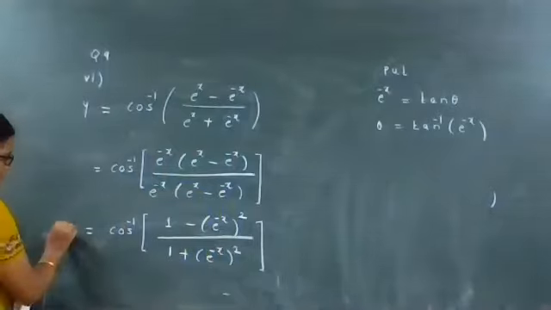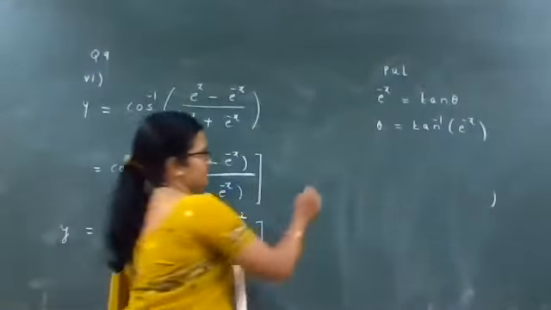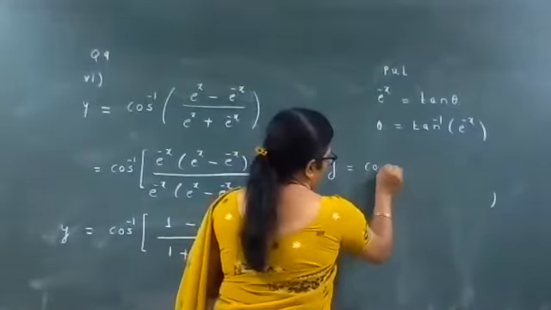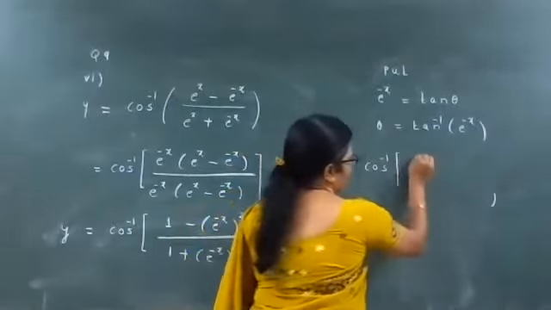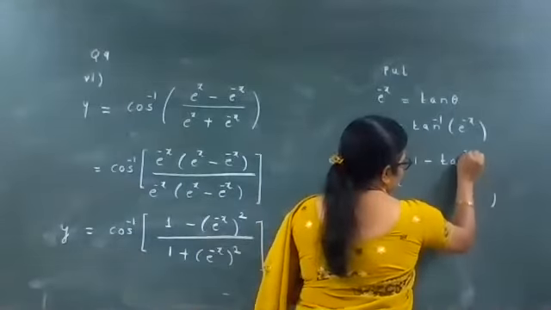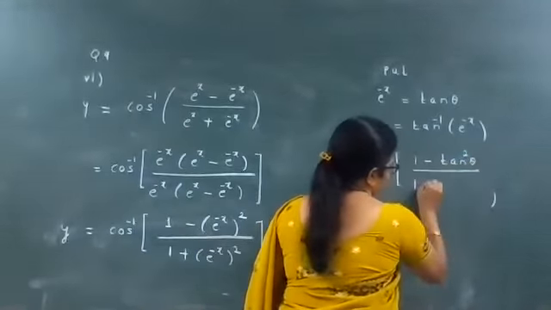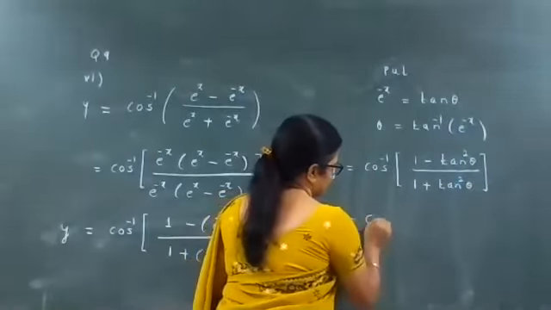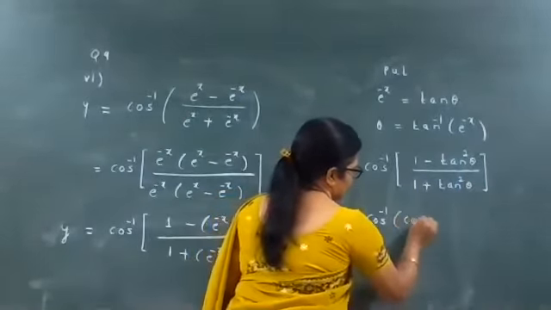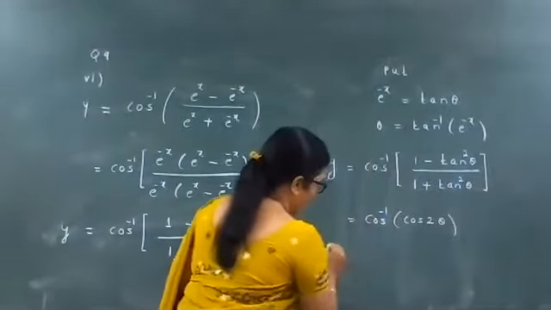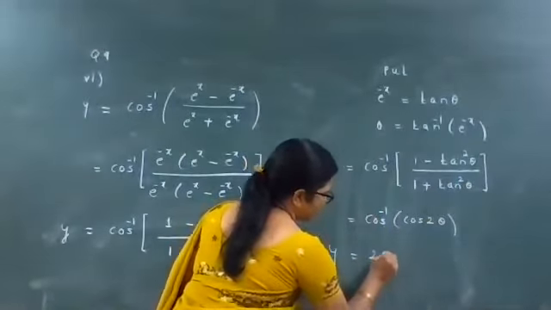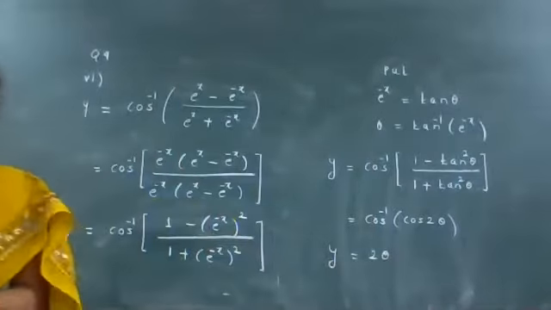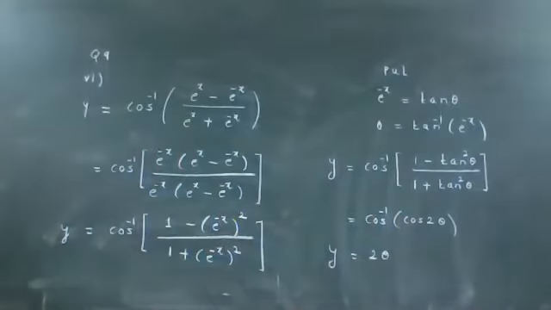Change y. Cos inverse of bracket, which is cos 2 theta. So y is coming 2 theta. Write y in terms of theta, x.